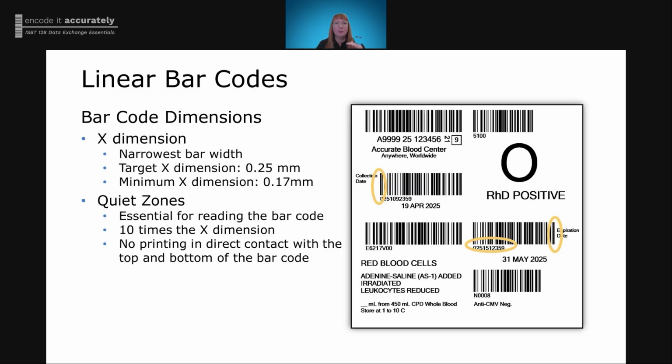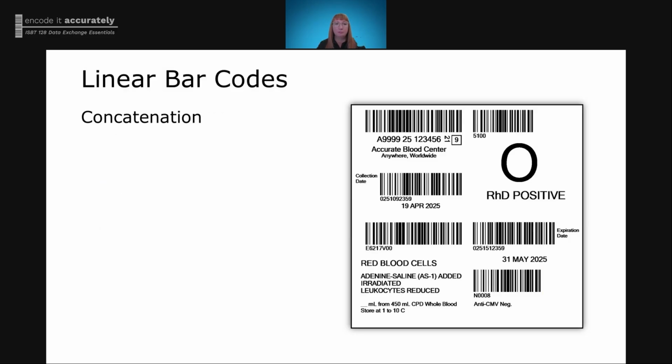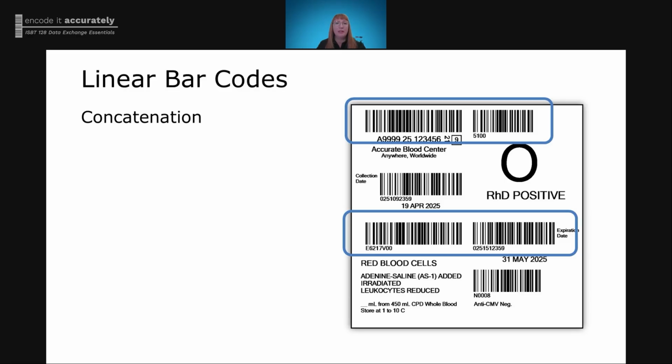You're going to want to have no text at the beginning and no text or images at the end, and also no text touching the barcodes from the top or the bottom. And the height is at least 15 millimeters or 15% of the length, whichever is greater. And that height is going to be really important for concatenation. Concatenation is when two barcodes are meant to be read together.